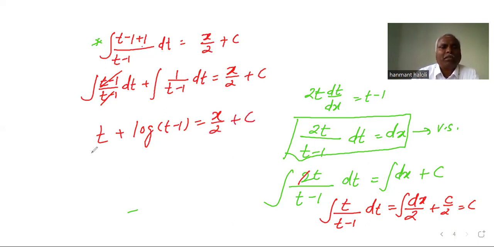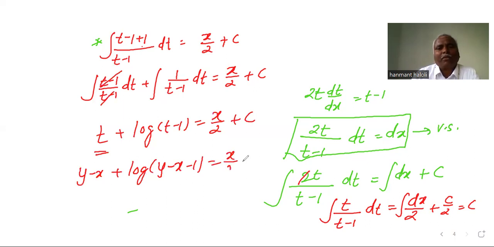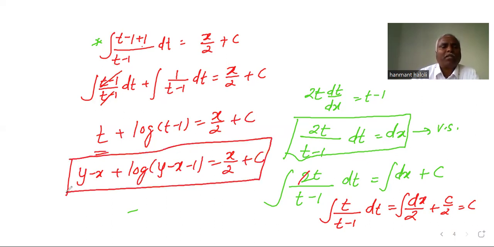Now this is not a final answer. Replace the t value: y minus x plus log of y minus x minus 1 is equal to x by 2 plus c. This is your final answer, which contains x and y variables with one arbitrary constant. This is called the solution for ordinary differential equations in variable separable form. Okay, stop here. In the next lectures we'll learn how to find solutions for the homogeneous system of linear equations.